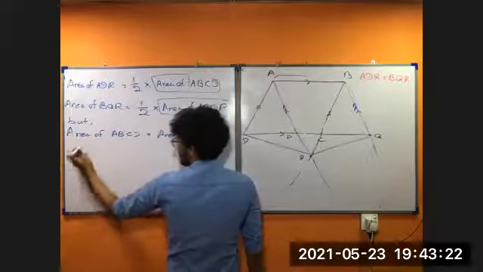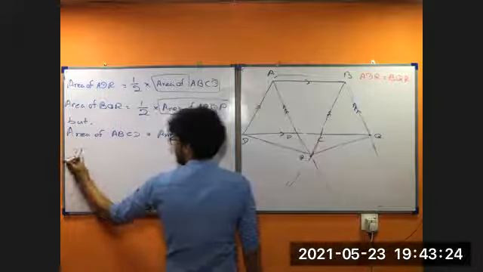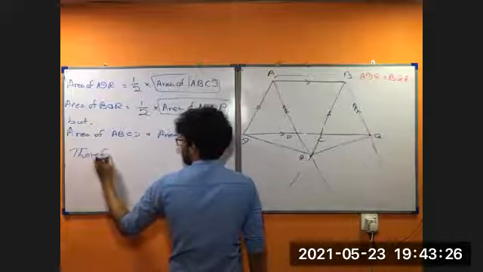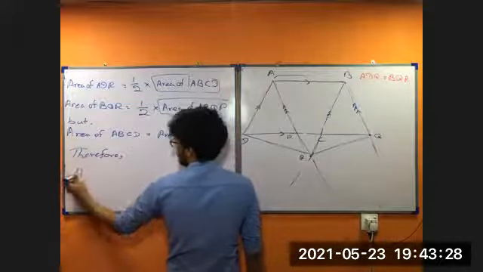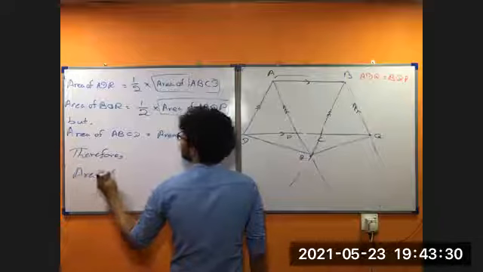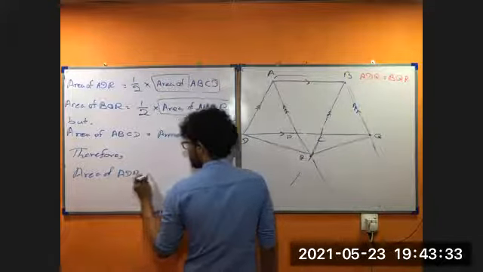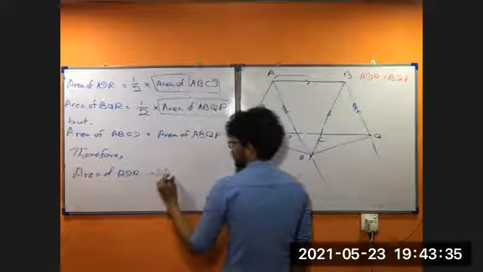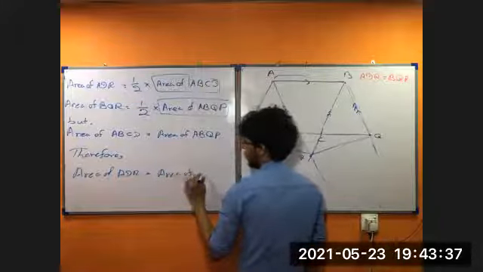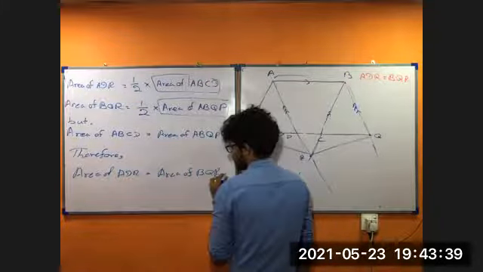So I can write, therefore, area of ADR is equal to area of BQR. Done. That's it.